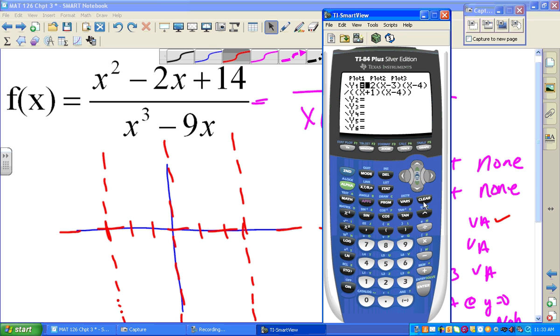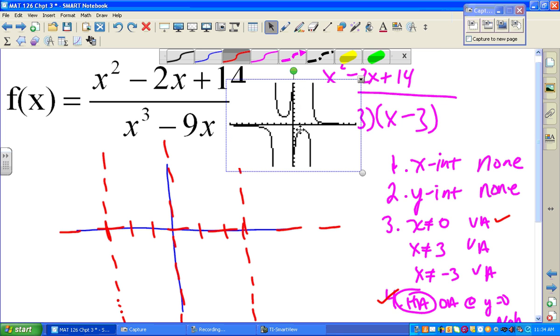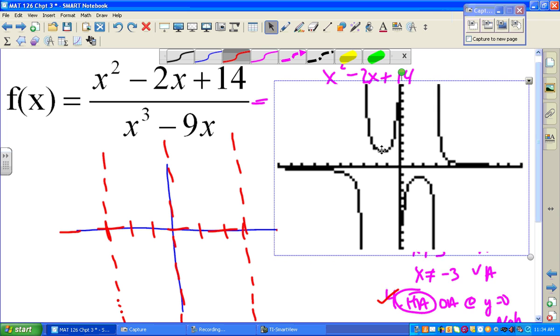So remember, I have to group the numerator, x squared minus 2x plus 14, divided by x cubed minus 9x. Okay. I want my standard screen. And from that picture, I should easily be able to tell how to make my sketch.